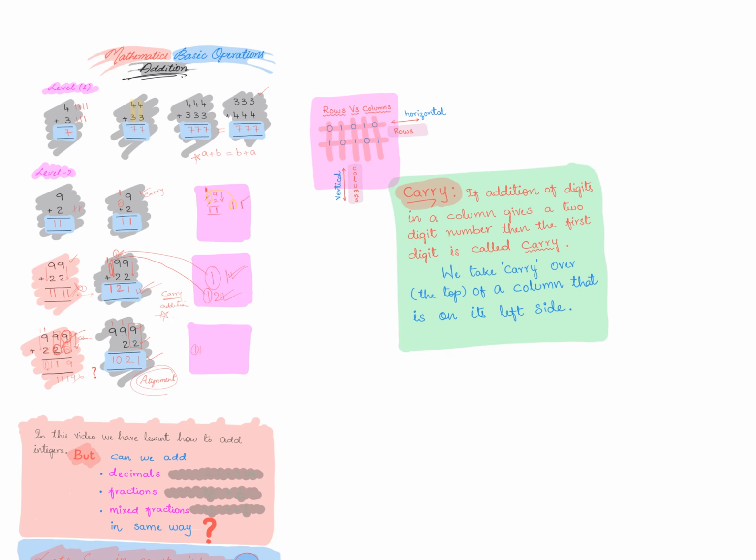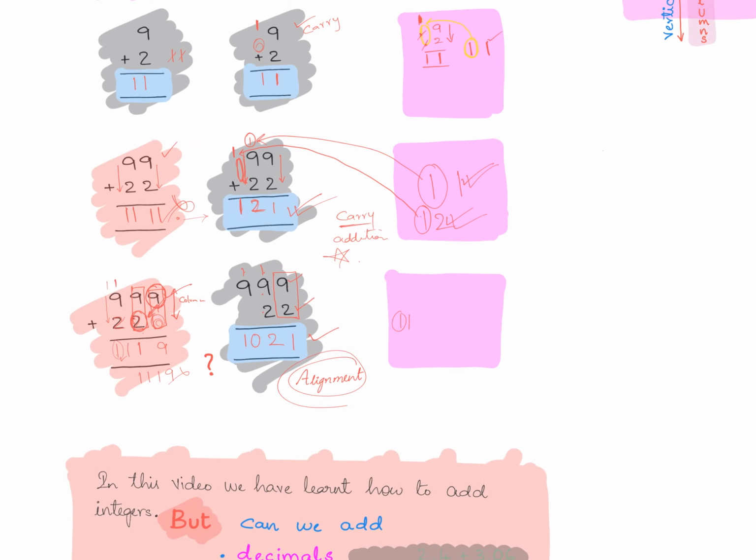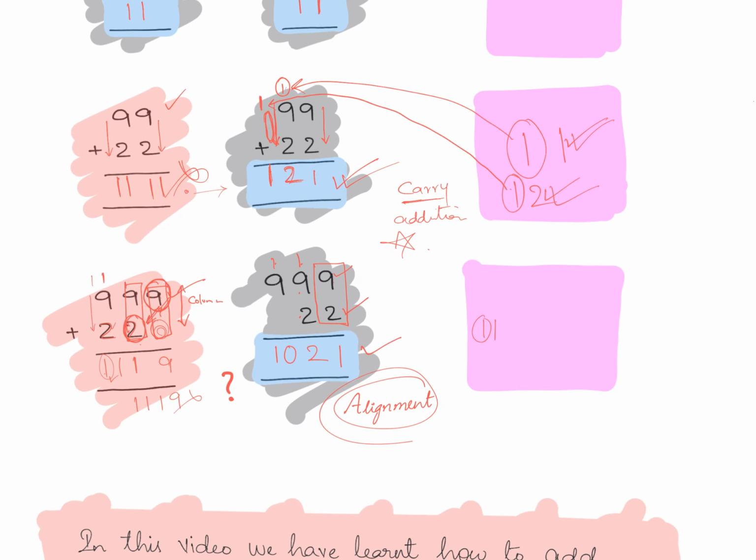And the last topic that we have learned is alignment. What is this alignment? Alignment means bringing the last digits of the integers that are participating in addition into one column. I mean 999 and 22, they were participating in addition. So the last two digits of both the numbers are to be aligned in a single column, right? That is called alignment, right?